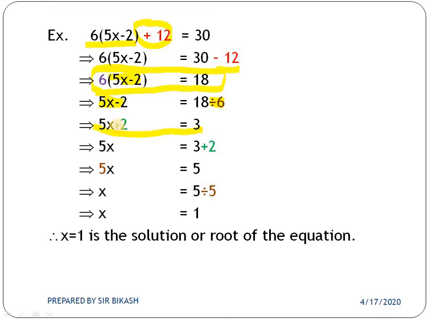Now this minus 2 we have to take to the other side. So minus 2 will change to plus 2. So 5x equal to 3 plus 2, 5x equal to 5. Now this 5 we have to change. If you take this 5 to the other side, since it is multiplied, similarly it will become division on the other side. Okay, so 5 divided by 5. So x becomes what? x equal 1. So x equal 1 is the solution or root of the equation.